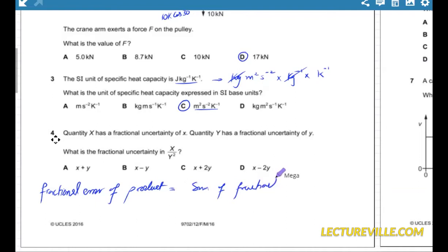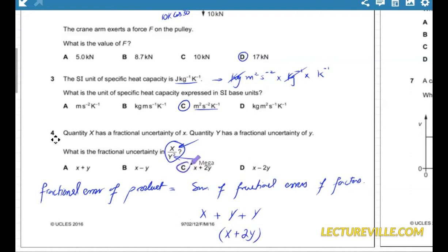fractional errors of factors. Now, what are the factors in this case? We see there is an x and there are two y's. So it should be fractional error of x plus fractional error of y plus fractional error of y. Or some people do it x plus 2y, which will be the answer in this case. This will be the fractional error for the quantity that has been calculated by x divided by y square.